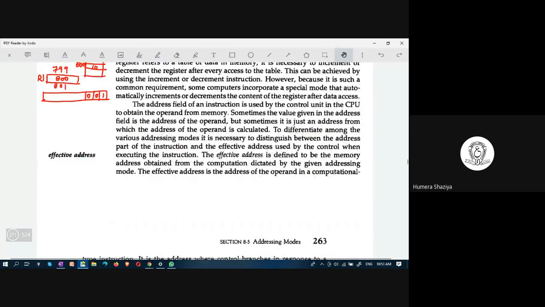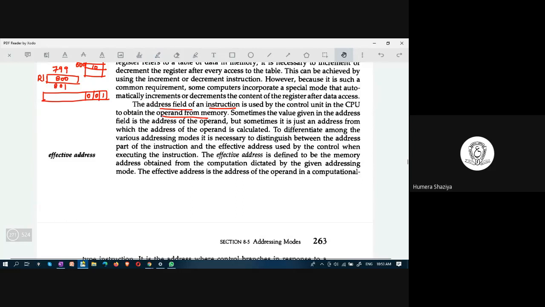All right. Now, that was all about implied, immediate, register, register indirect, and auto increment and auto decrement, which dealt with registers. The address field of the instruction is used to obtain the operand from memory, right? In an MR instruction, the address field specifies the address from which you obtain the operand.